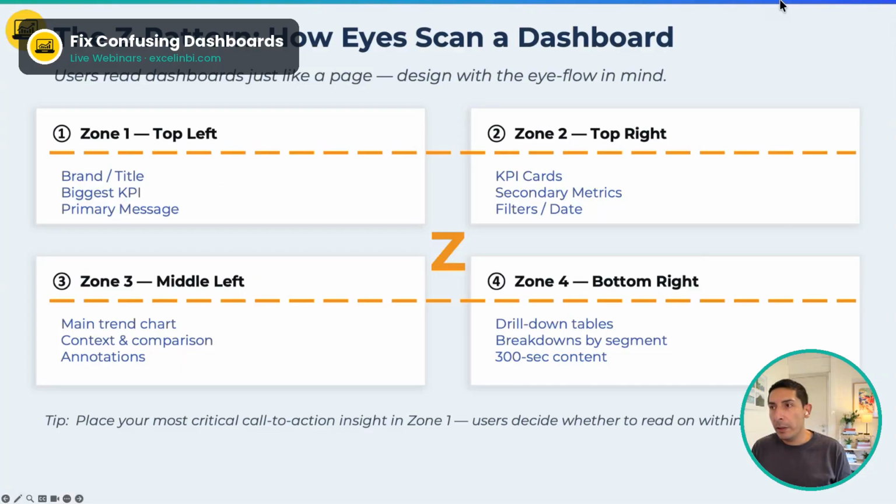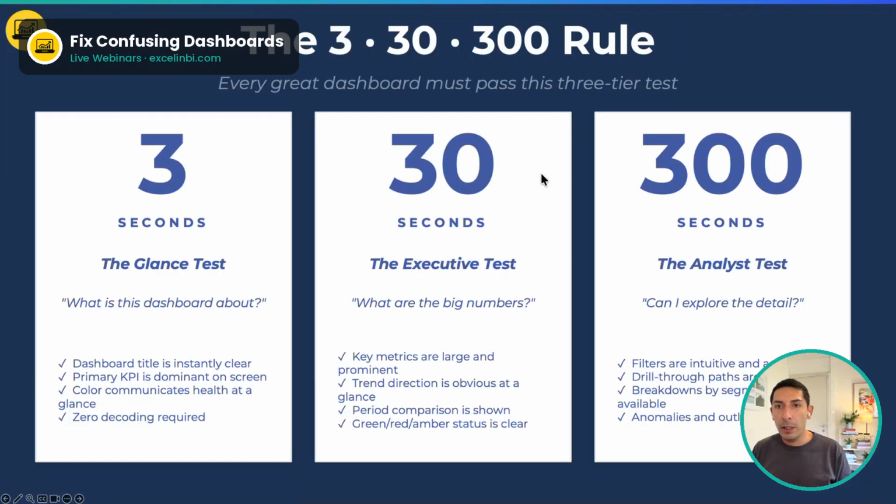And another concept that is important to us is the 3-30-300 rule. I don't know if you have heard about this rule. This is really a good rule that shows us that in 3 seconds, you should be able to see the data at a glance. So for example, here you should be able to see the KPIs, the main tabs. So for example, we'll be asking, what is this dashboard about? A really simple question. And then in 3 seconds, our dashboard should be able to answer that. Okay. Then in 30 seconds, you should be able to see what the big numbers are.